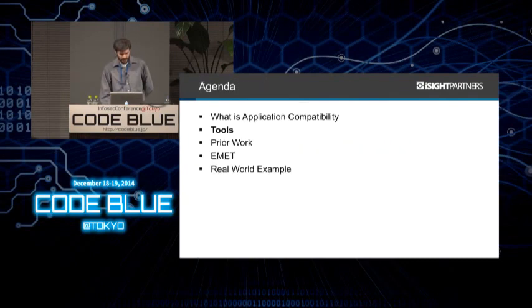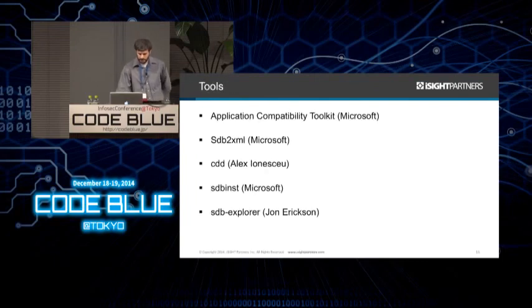So let's get into some tools that you can use to look at these. Microsoft has the Application Compatibility Toolkit, SDB to XML, which is actually from a Microsoft employee. CDD is Alex Ionescu. SDB Inst is a command line utility from Microsoft. And SDB Explorer is a tool that I created during my research.